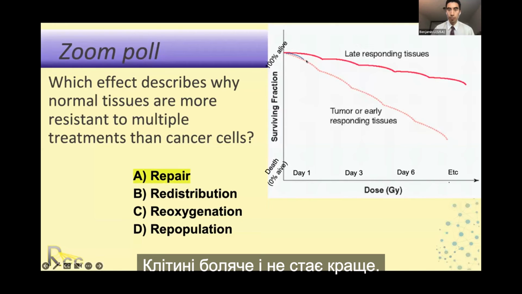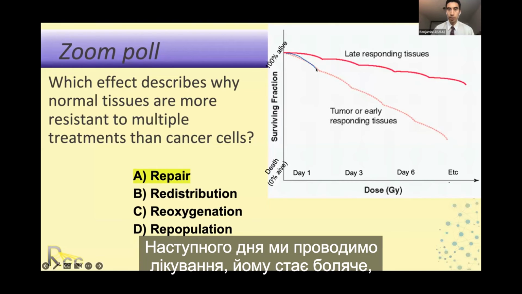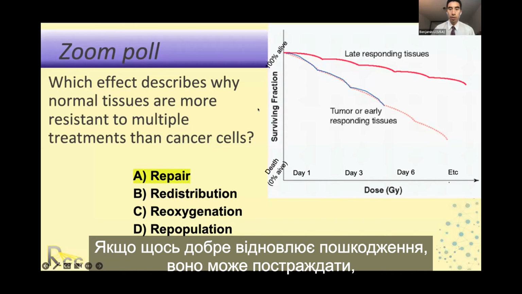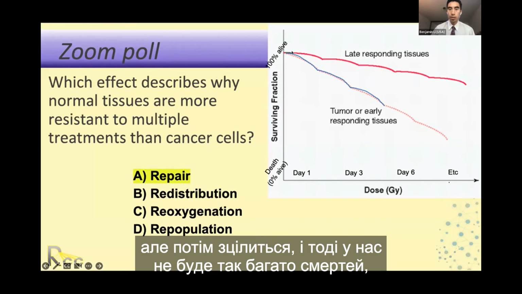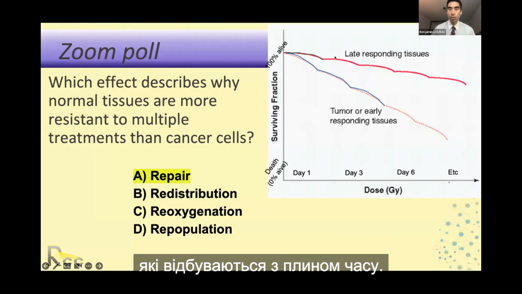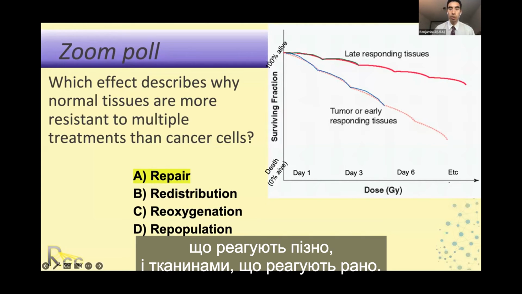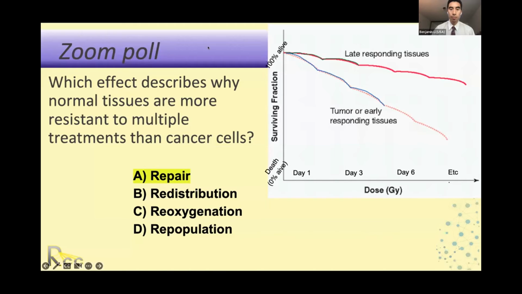It gets hurt and it doesn't get better. And then the next day we give treatment, it gets hurt, it doesn't get better. It gets hurt, doesn't get better. If something is good at repairing damage, though, it's going to get hurt, but then it's going to heal itself. And so we don't have as much death that's happening over time. And so this is one big difference between late responding tissues or early responding tissues.